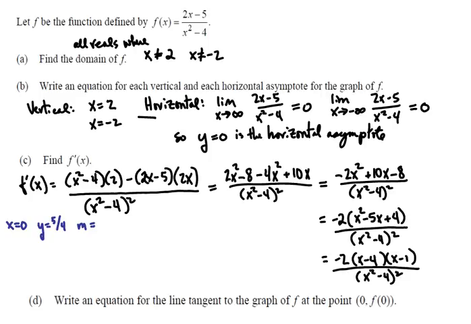So we would get y minus 5/4 is equal to negative 1/2 times (x minus 0), which is just going to give x. And that simplifies to y is equal to negative 1/2 x plus 5/4. So that would be the equation of the line tangent to the graph at 0, f of 0. And that completes this problem.